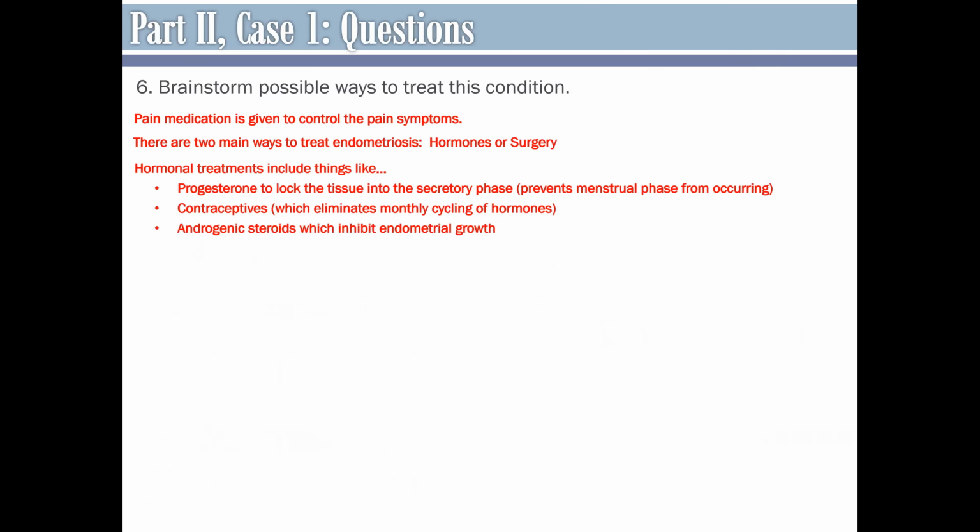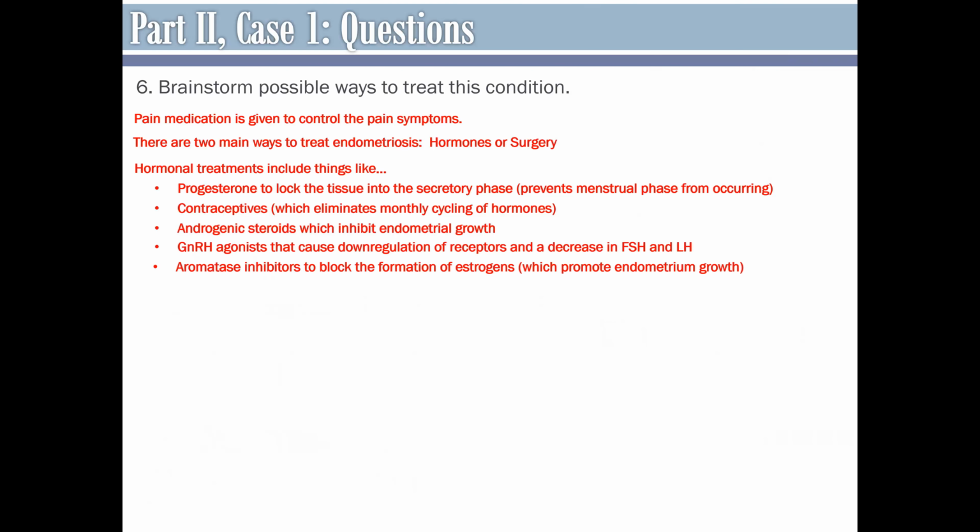Androgenic steroids, which inhibit endometrial growth altogether, but because these are androgens, they can also cause unwanted side effects like the growth of facial hair. Gonadotropin-releasing hormone agonists, which can cause downregulation of hormone receptors and a decrease in FSH and LH. Aromatase inhibitors, which will block the formation of the estrogens. And remember, estrogens promote endometrium growth, so blocking the formation of estrogens will prohibit the growth of the endometrium.